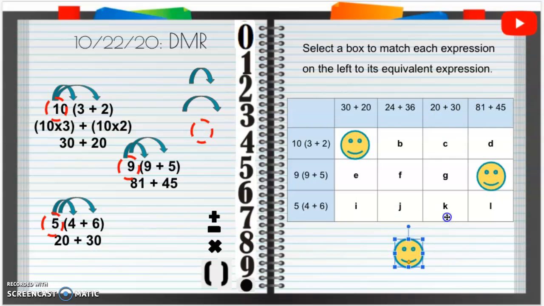So letter K. So those are going to be our three options. Great job.